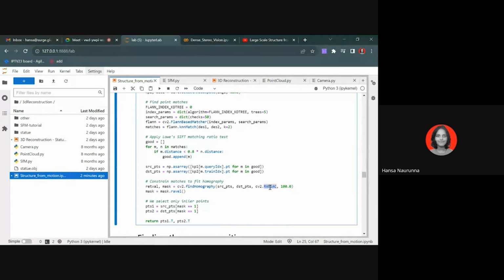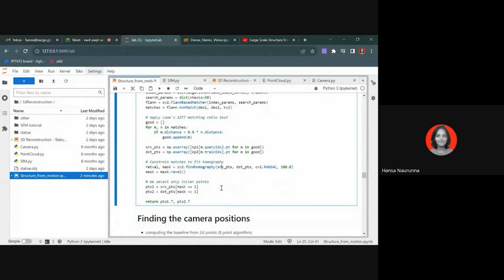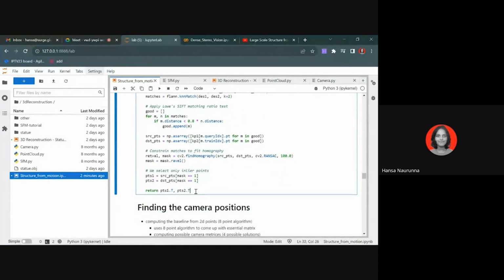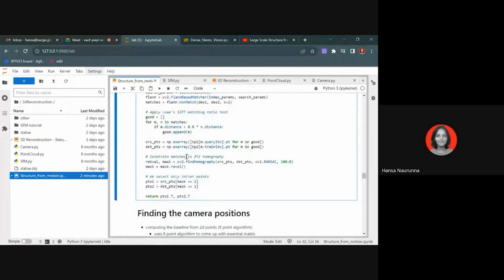RANSAC is an algorithm that can figure out, from the epipoles, if it's matching and if it doesn't fit the homography, it just gets rid of it. So that's also another layer of outlier detection we are doing. After we do all that outlier detection, we can give out the good matching pairs.